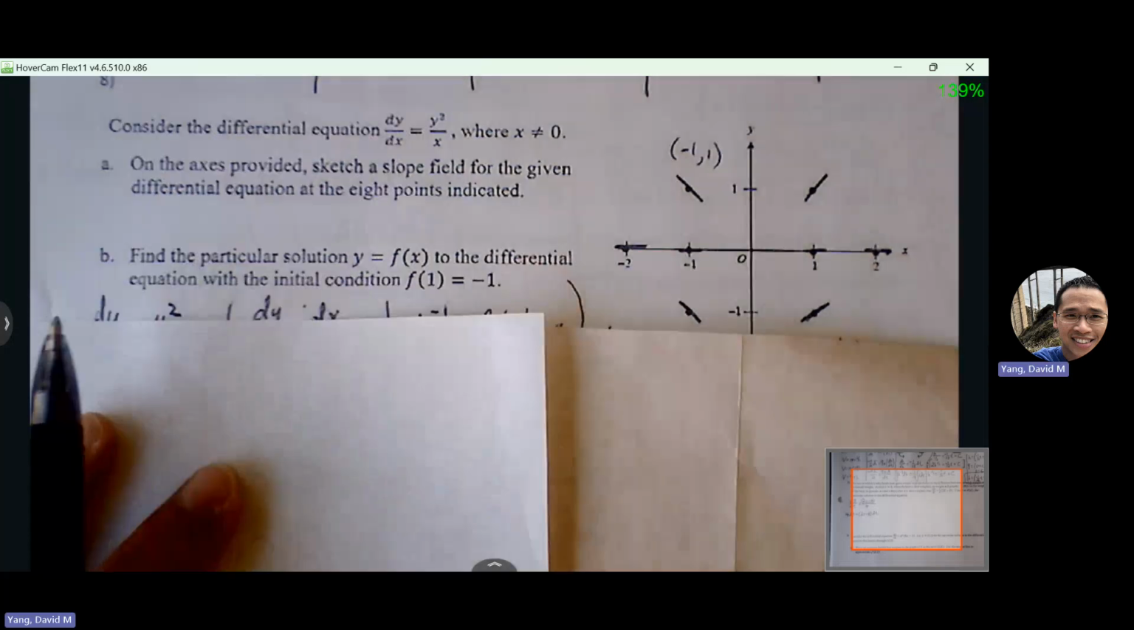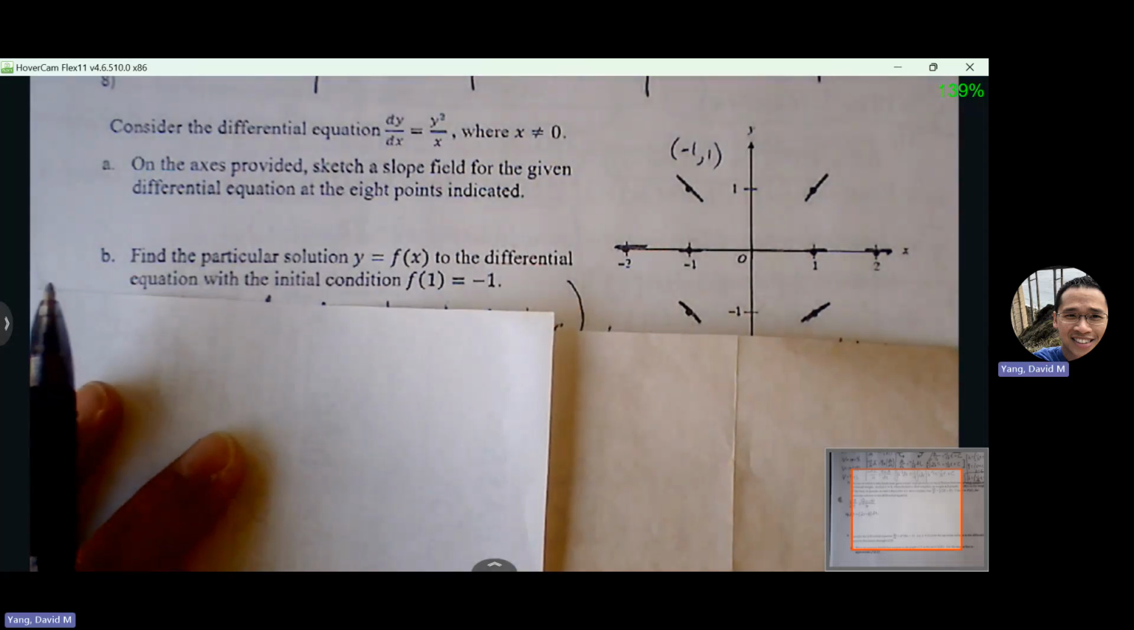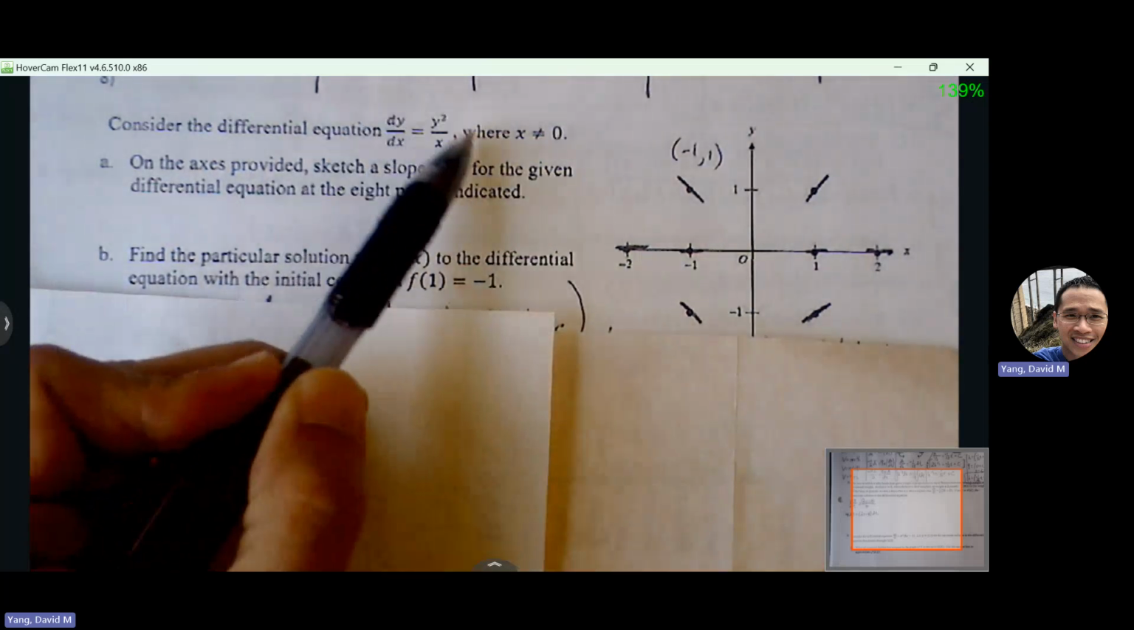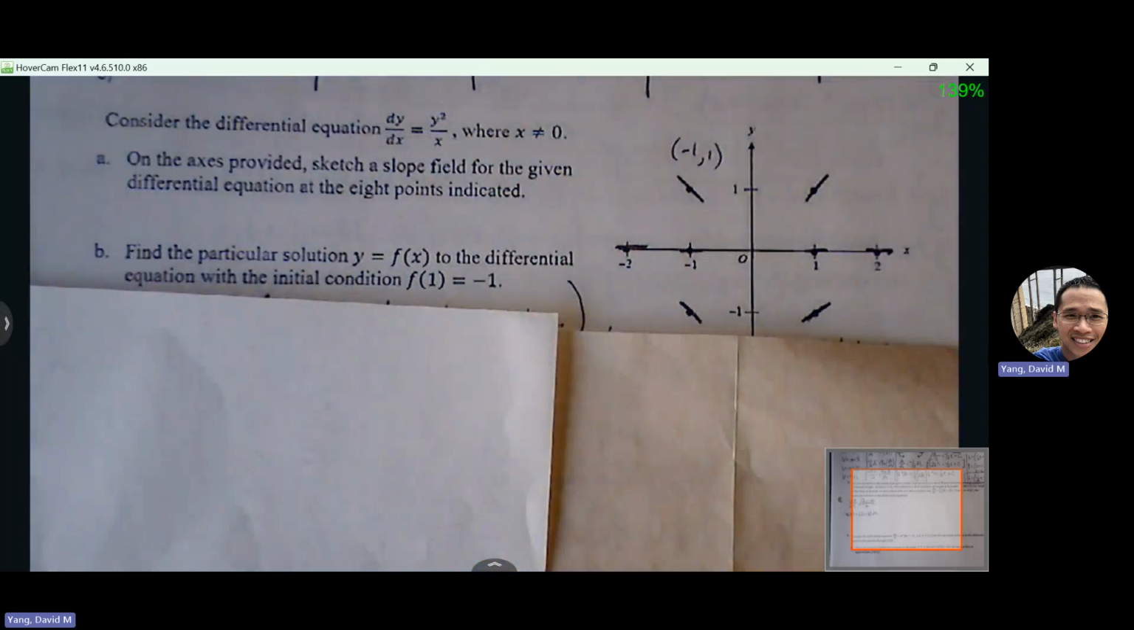Okay, we're not going to finish this, but go ahead and start part B. We're going to solve the differential equation, so cross multiply, and then eventually you're going to work towards getting your y's on the left and x's on the right.